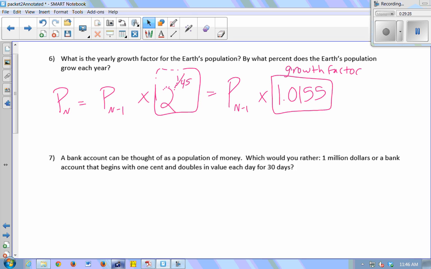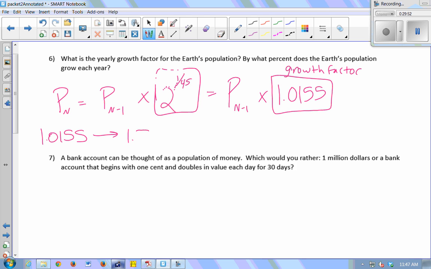So the 1 to the left of the decimal point means 100%, right? Keep 100% of the population you used to have. And the 0.0155 represents a percent growth. What percent growth is it? 1.55%. Yeah. So 1.0155 corresponds to a 1.55% growth. So it doesn't seem like that big a deal to have the population grow by 1.5% every year.